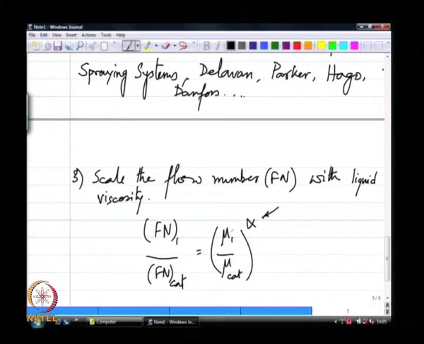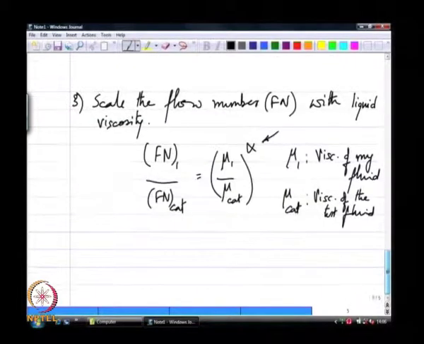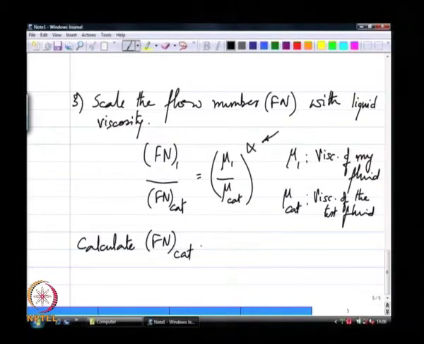So, I know my flow number Fn1, I know mu 1, the viscosity of the fluid that I need to spray, and I want to know the flow number in the catalog. I know mu of the fluid that they use to test their spray nozzles, which is mu catalog. So, mu 1 is the viscosity of my fluid, mu catalog is the viscosity of the test fluid. From here I can get what flow number in the catalog would be equivalent to the one that I want to spray.